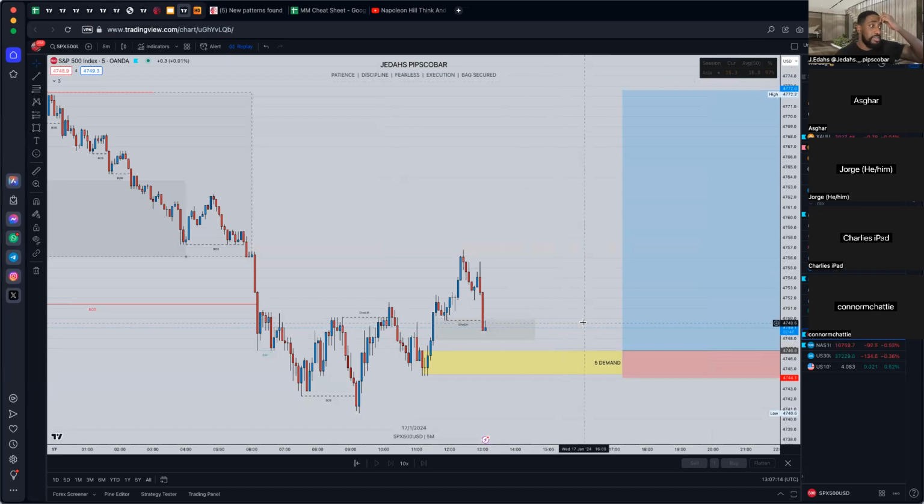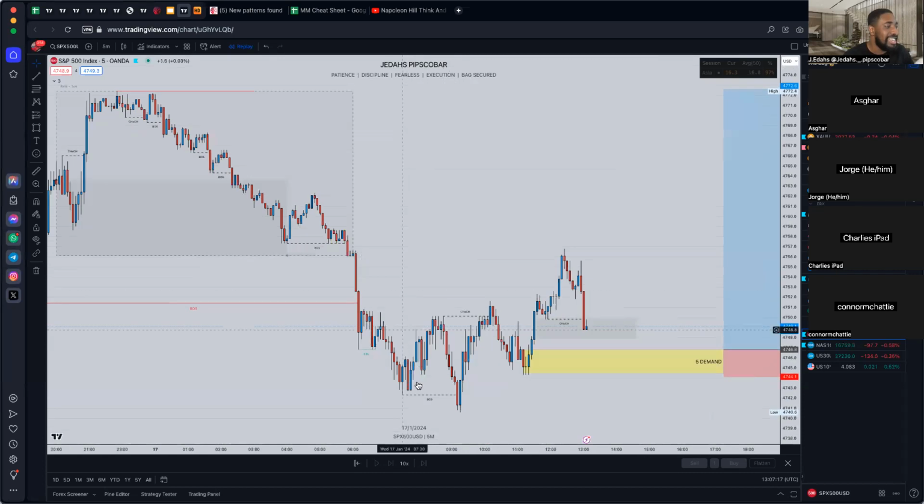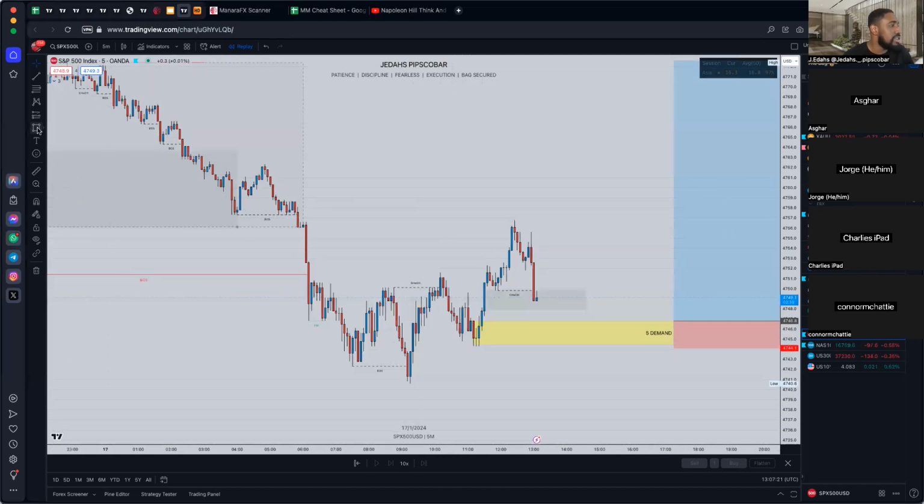So yeah, this is an area to definitely watch out for. Again, we've already taken out the Asia session low from here. And then as you can see, we've done accumulation through here. TradingView is really annoying me today. I'm not sure why things are not clicking. So we've done accumulation through there, as you can see.